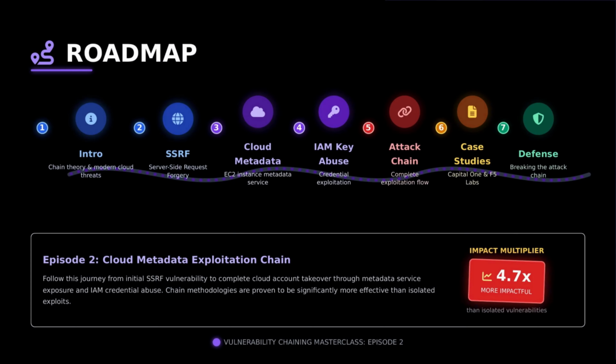Here's our journey today. We'll start with SSRF, understand the hidden metadata service, see how IAM keys can be stolen and abused, then connect it all into one devastating chain. We'll also revisit real-world breaches like Capital One and a 2025 campaign uncovered by F5 Labs, but strictly from publicly available reports. Finally, we'll look at defenses that break the chain before it causes real harm.